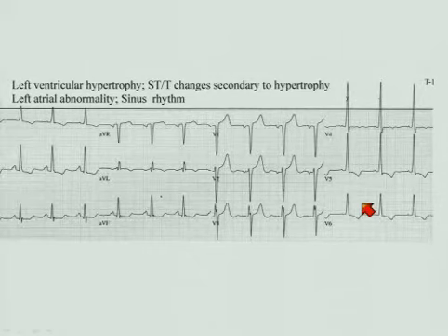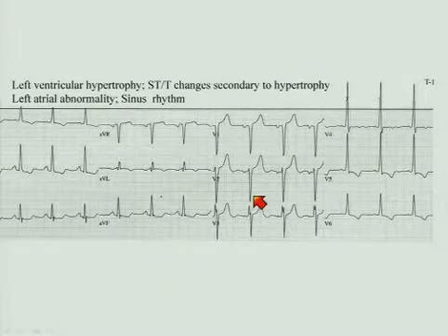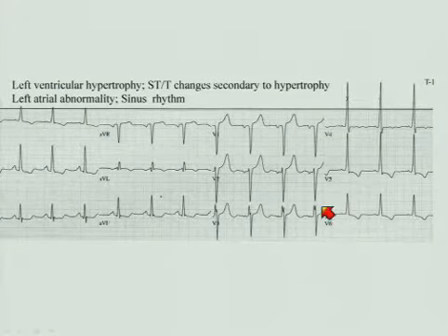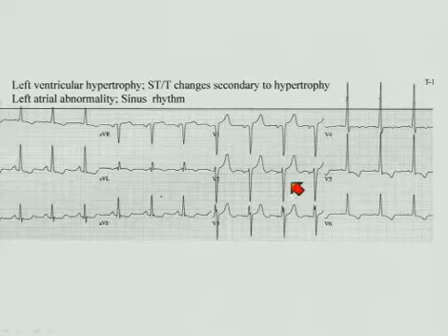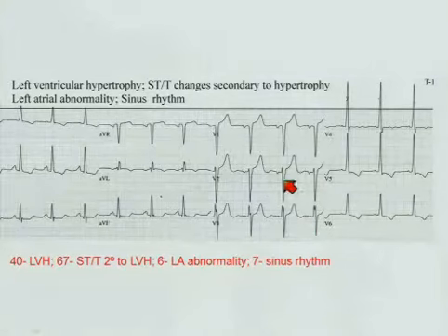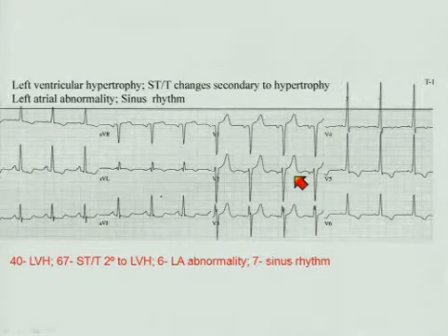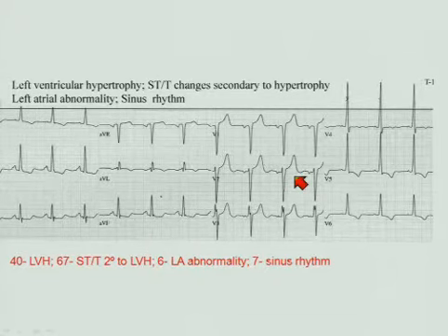You know the characteristic STT changes. There are downsloping ST and asymmetric T wave inversion. Here there is some left atrial abnormality. The axis is normal, straightforward LVH. A little bit of right precordial ST elevation because of the deep S wave is part and parcel of LVH. And the T wave is discordant to the R wave. So if I were taking the test, I would put answers number 40 LVH, number 67 STT wave changes secondary to LVH, left atrial abnormality, and sinus rhythm.